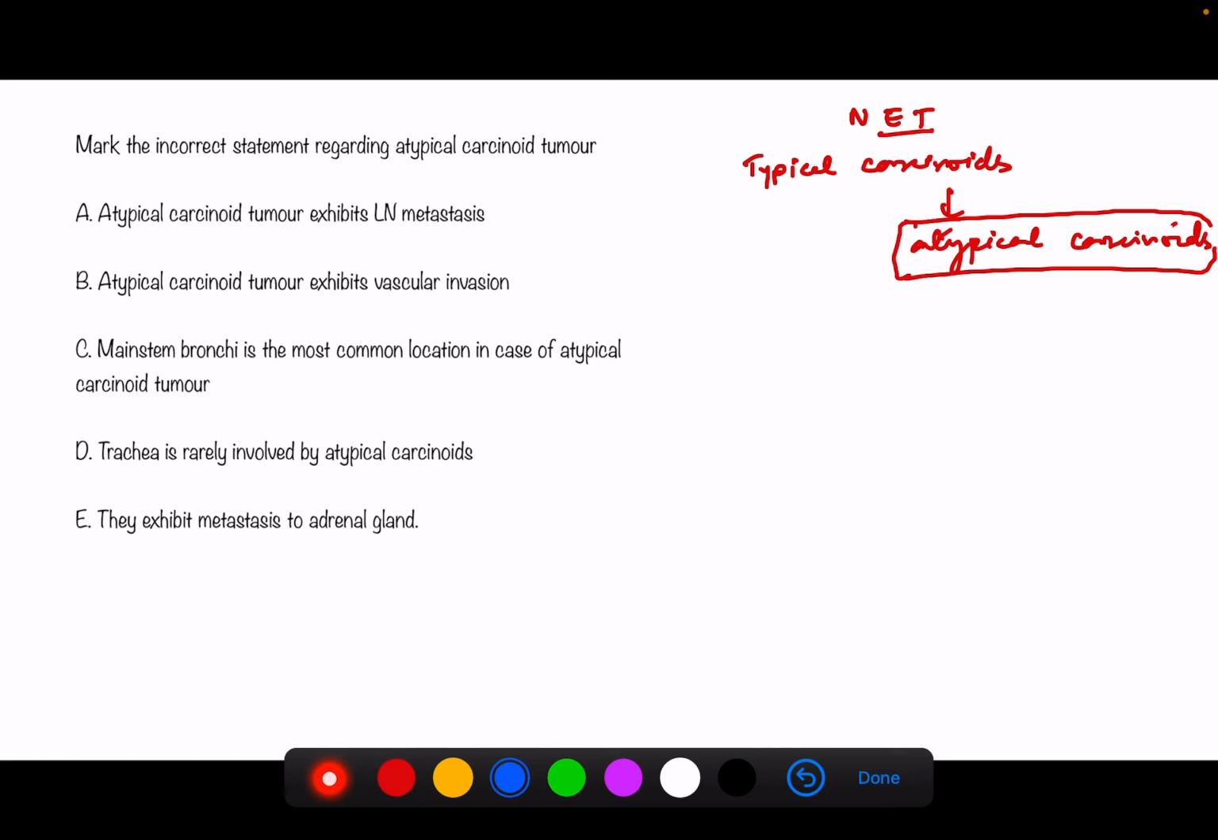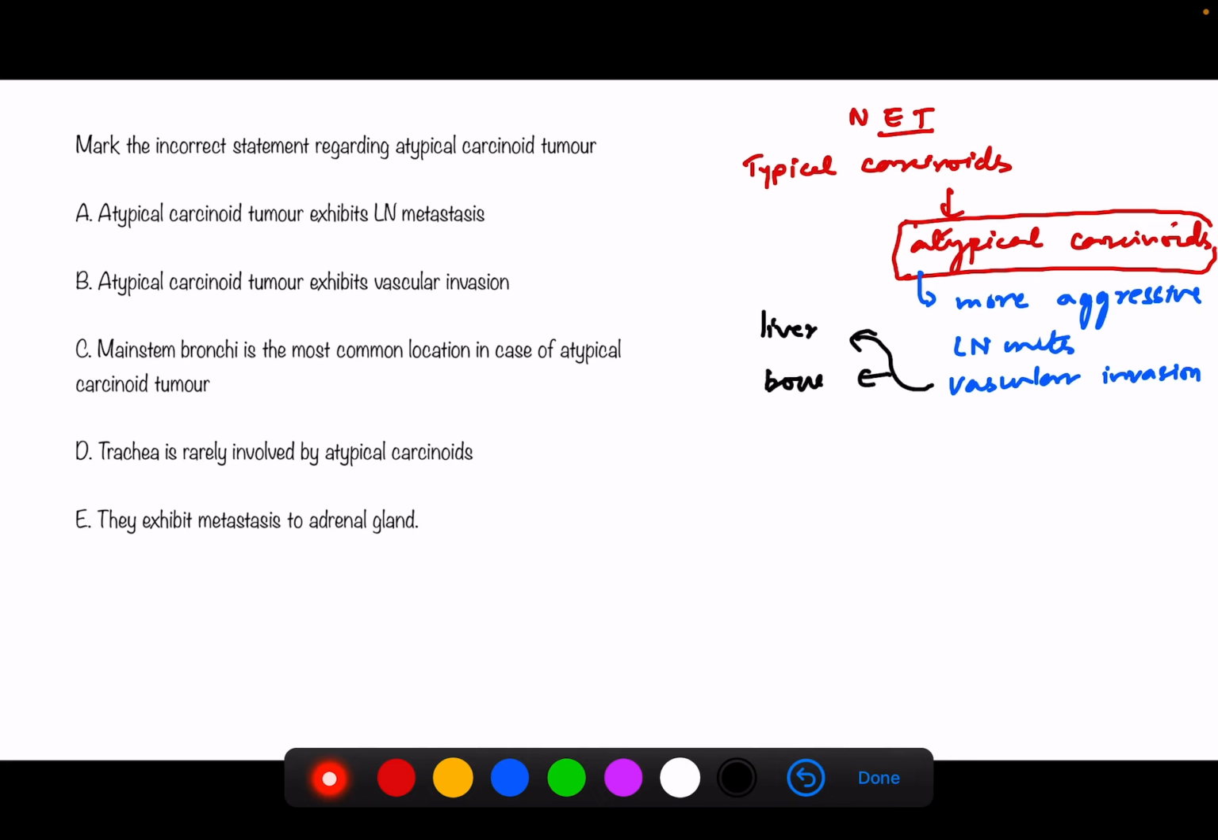One, they are more aggressive. Okay, and they show lymph node mets, and they also show vascular invasion. After invading the vessels, they usually metastasize to the liver, to the bones, and to the adrenal glands.